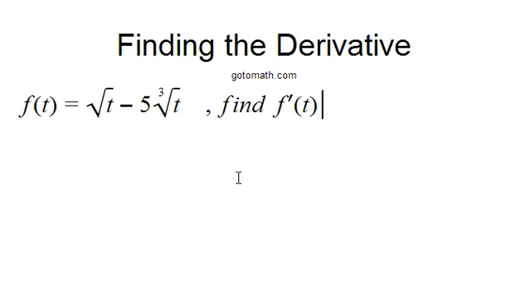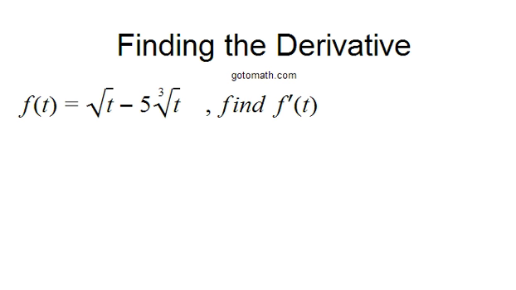Well, we're finding the derivative, and in the previous problems I've used x, so I'm going to throw in a t this time. Alright, so we've got f of t is equal to the square root of t minus 5 times the cube root of t, and we want to find f prime of t.